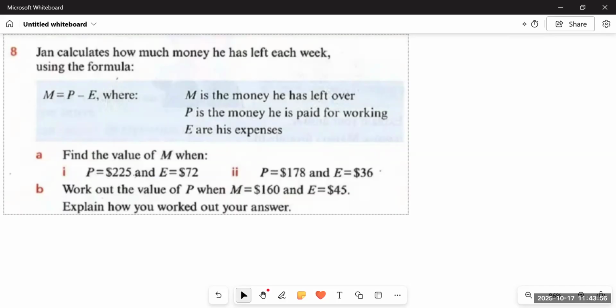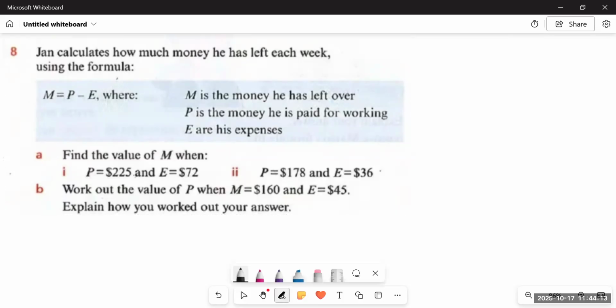So, the question says Jan calculates how much money he has left each week using the formula M is equal to P minus E, where M is the money he has left over, P is the money he is paid for working, E are his expenses. So E for expenses, P for the amount paid, M for the money left over. Now we have to find the value of M when P is equal to $225 and E is equal to 72. So we are supposed to use this formula M is equal to P minus E.